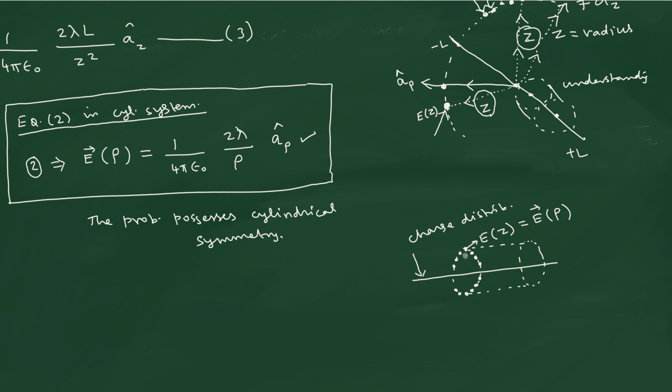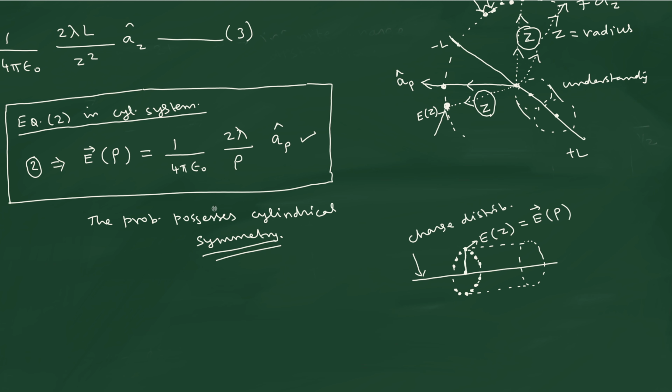And the measurement is from the center. From here, if you measure, you get the radius of the cylinder. So similarly, for every point you can repeat this procedure, and that is what we mean when we say that the problem possesses cylindrical symmetry, and therefore this particular equation naturally evolves in the cylindrical polar coordinate system.